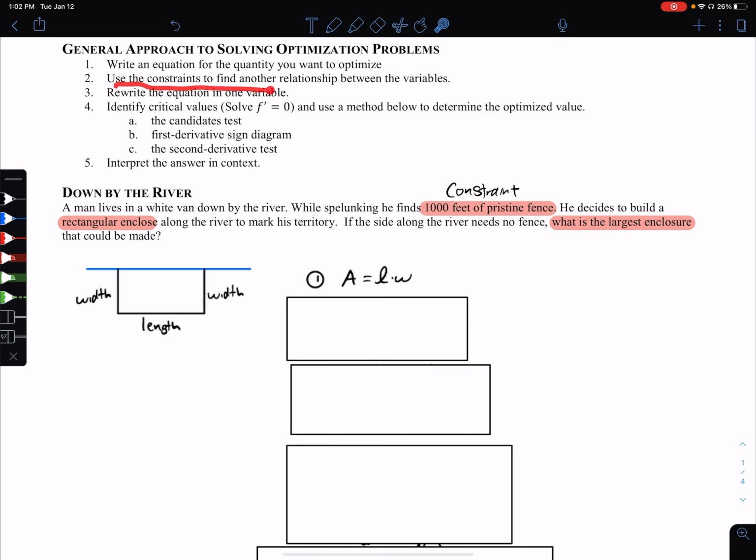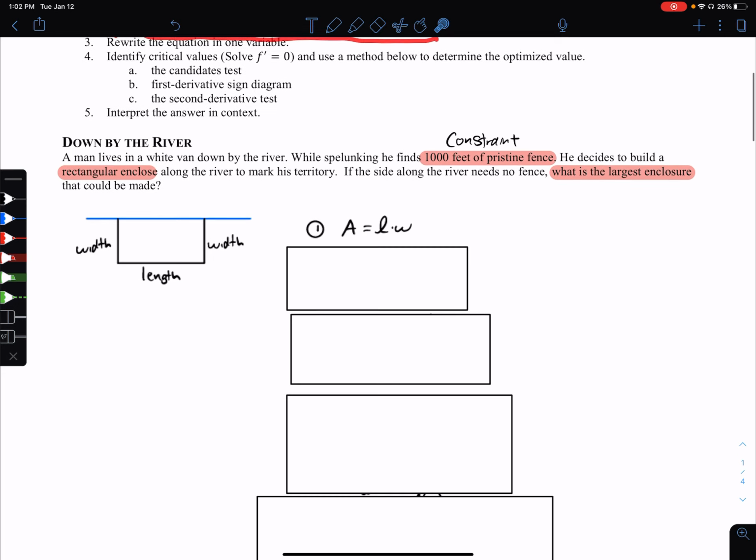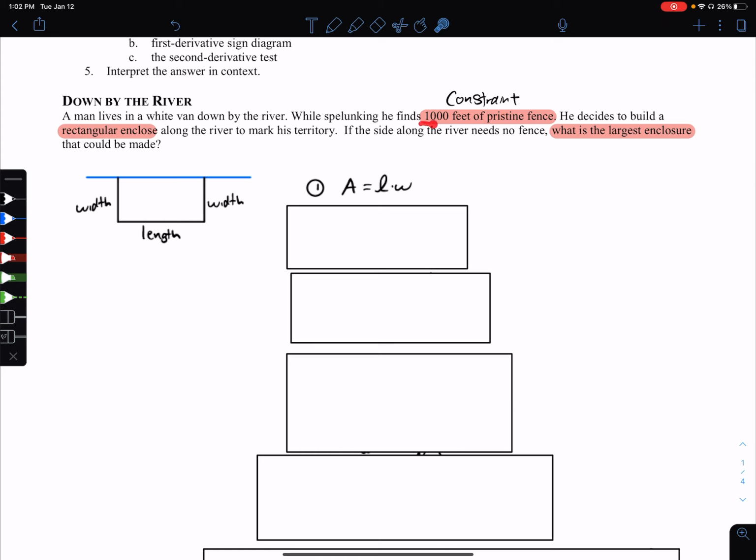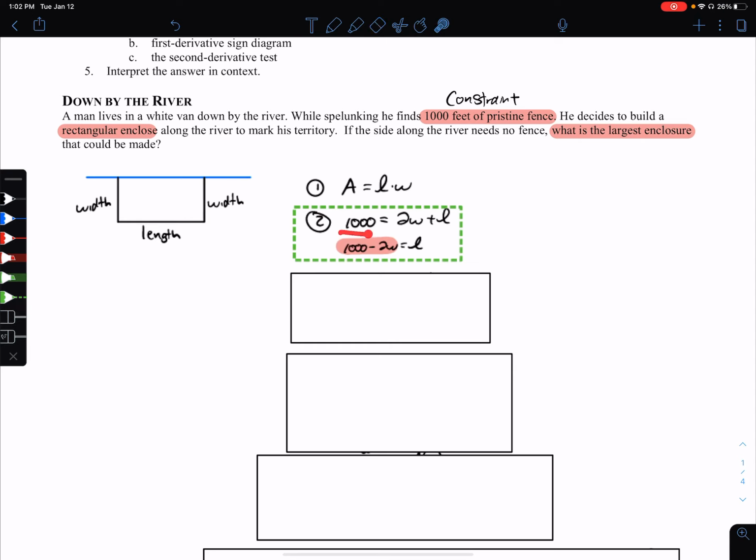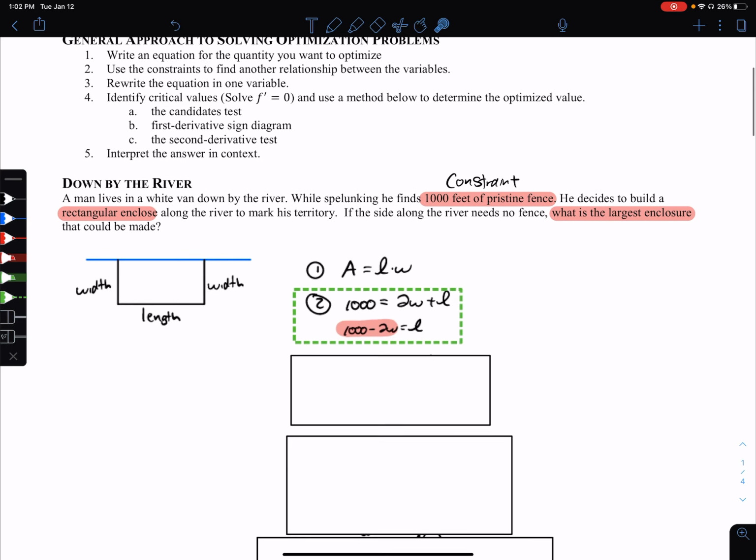2, use the constraints to find another relationship between the variables. Well, we have 1,000 feet of fence. So if we add this side and this side together and this side, that should be 1,000. So our constraint, 1,000 feet of fence, should be equal to 2 times the width plus the length. If you get one of the variables by itself, we will find that L is equal to 1,000 minus 2W.